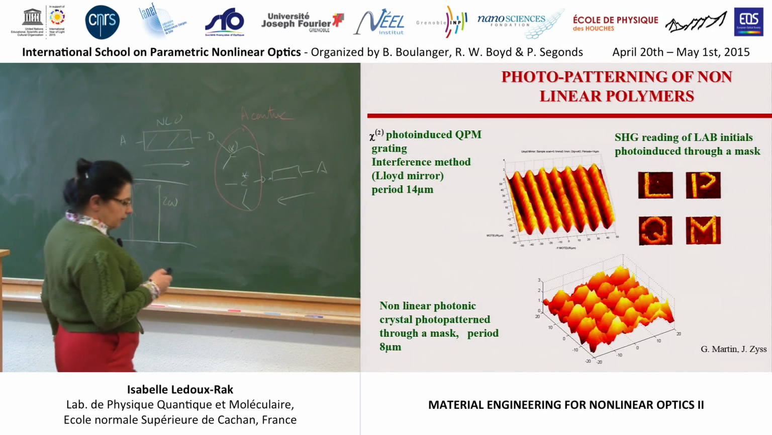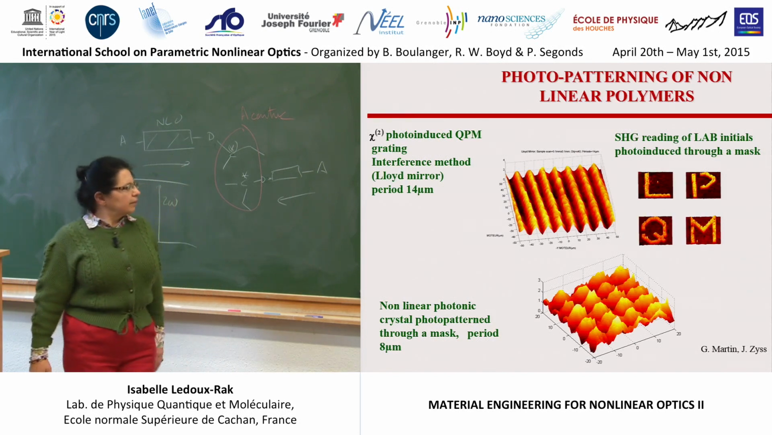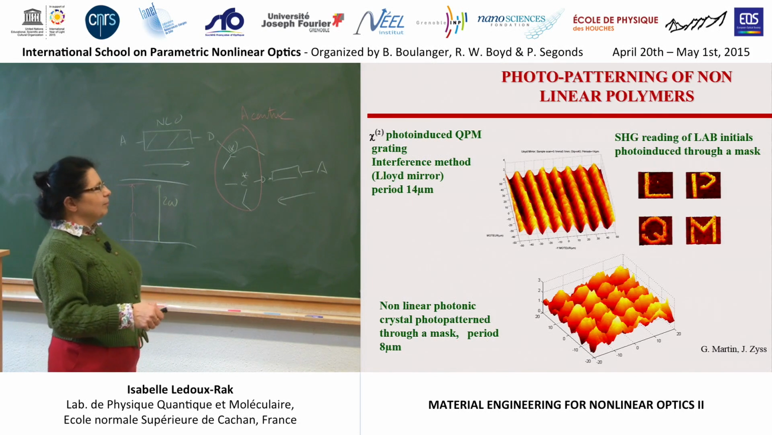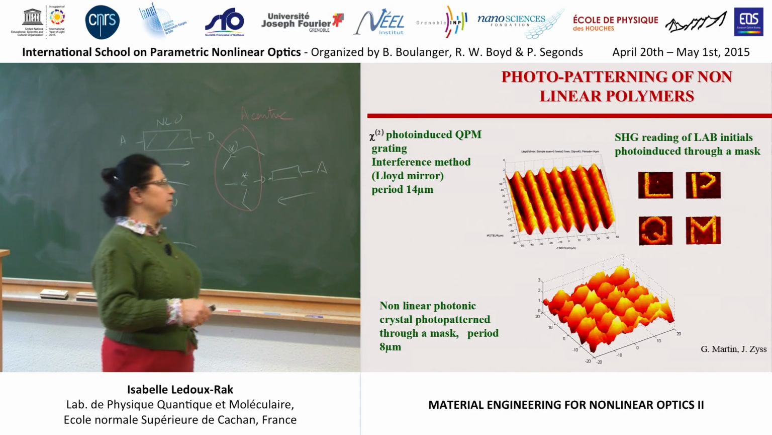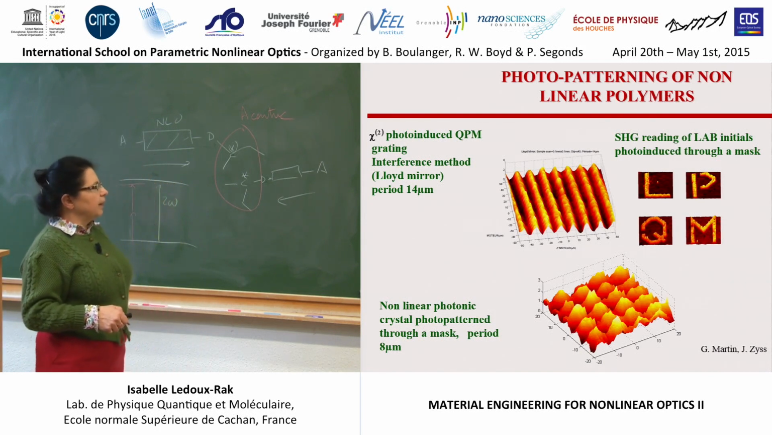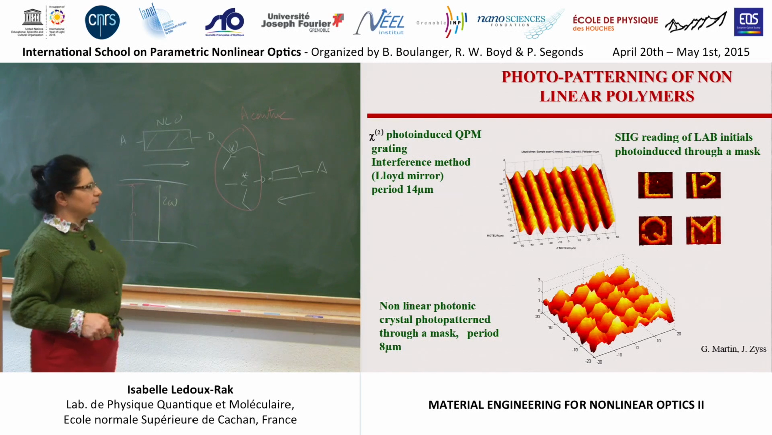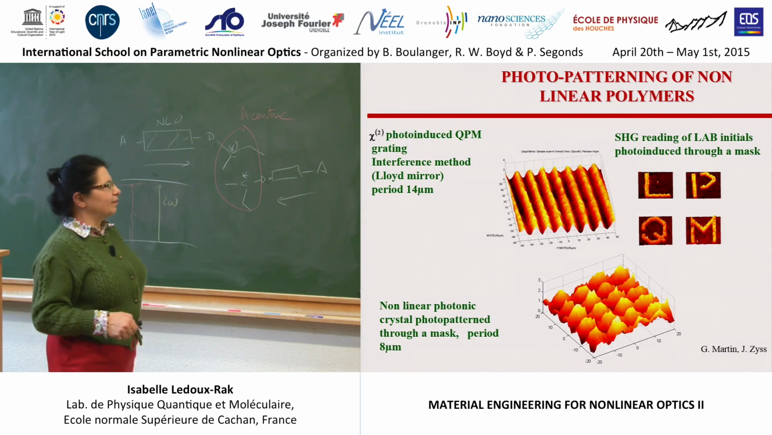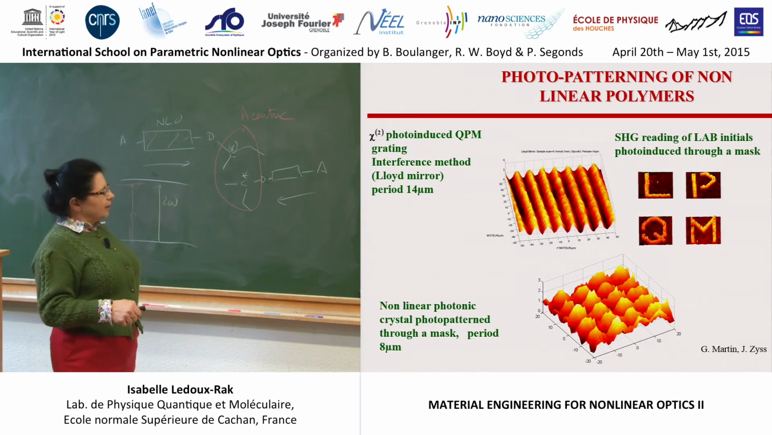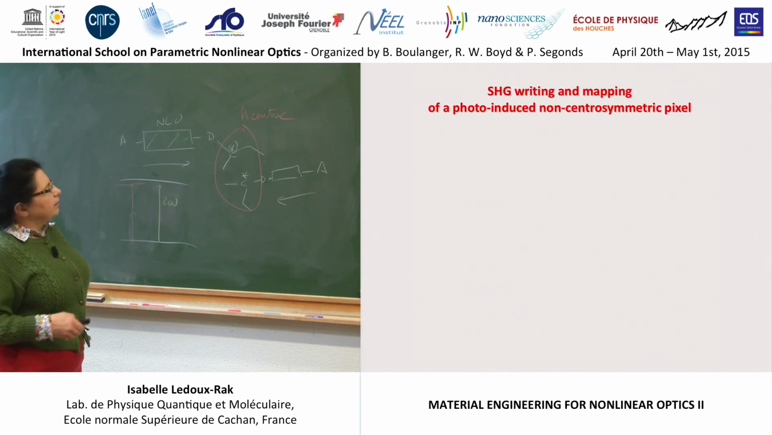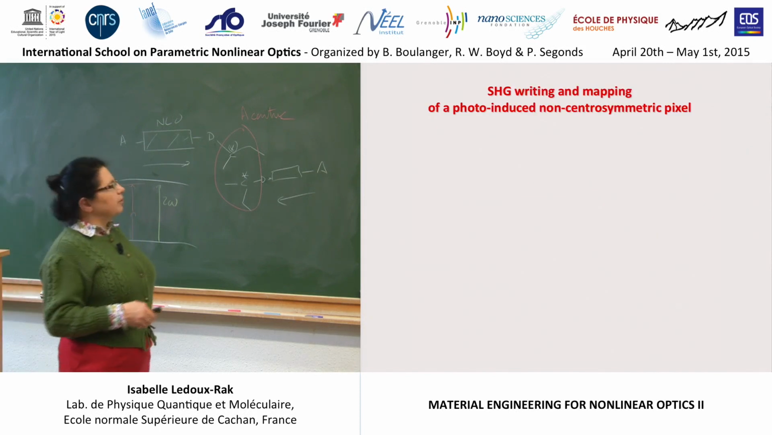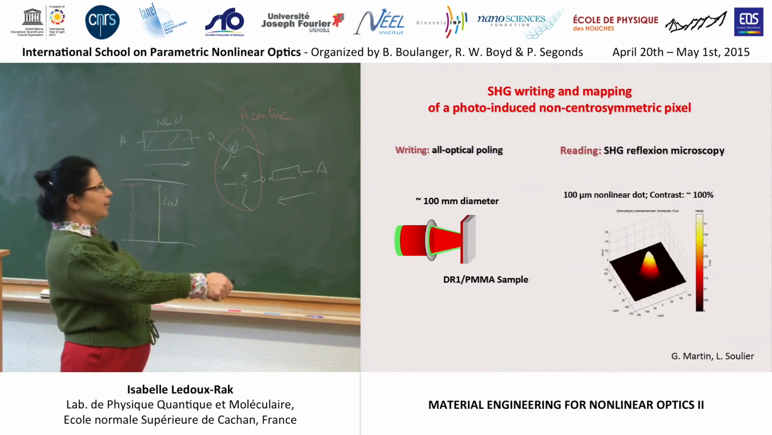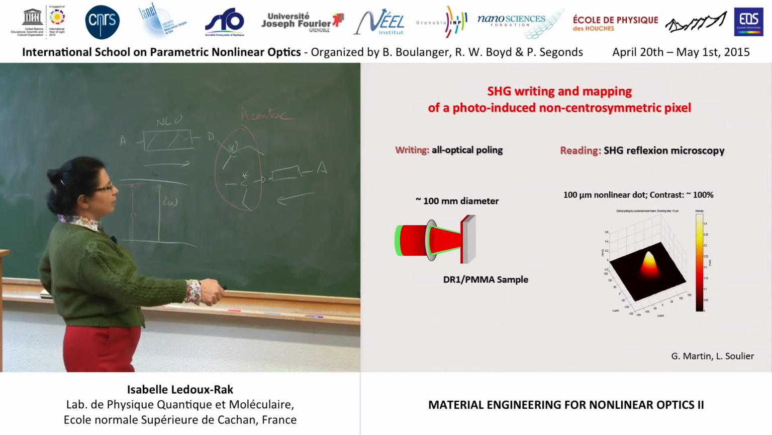So I would like to finish this part with a photopatterning process using nonlinear polymers. It's possible to make some periodic gratings on the surface. In that case, we do not have the problem of propagation. These gratings can be one or two dimensional, and it's also possible to write any kind of patterns. It is also possible to make some pixels, and that's not very complicated. These are pixels based on optical poling.